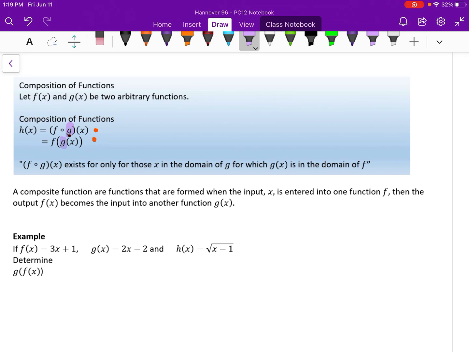Composite functions are functions that are formed when the input x is entered into one function, say for example f. And then the output, f of x, becomes the input to another function, g of x. What we have just described is that we start off with x, and then x is inputted into my function f, and then we have f of x. And lastly, this goes into my function g. So these words are describing g composed of f of x.